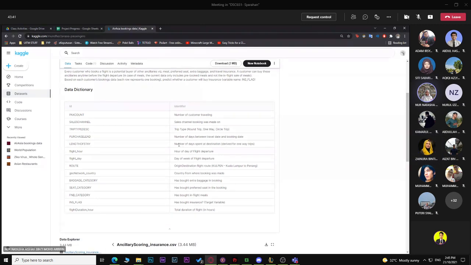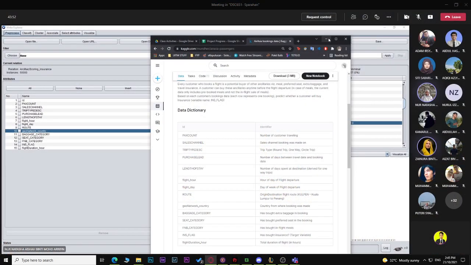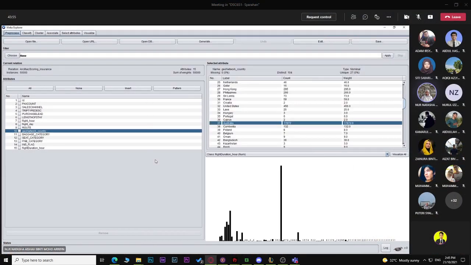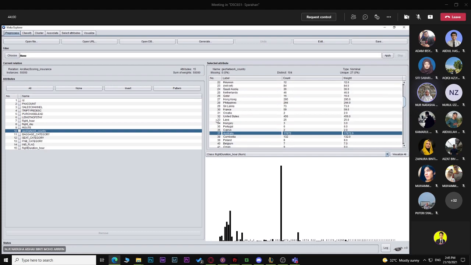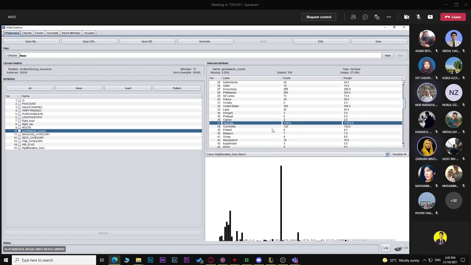There are a lot of attributes, 15 in total, and what we can do with this data is, for example, this is Weka, a pre-processing tool that we can use to manipulate the data. And from what I can see, based on the data that we took, Australians bought the most, made the most bookings for AirAsia, and the next is Malaysia.